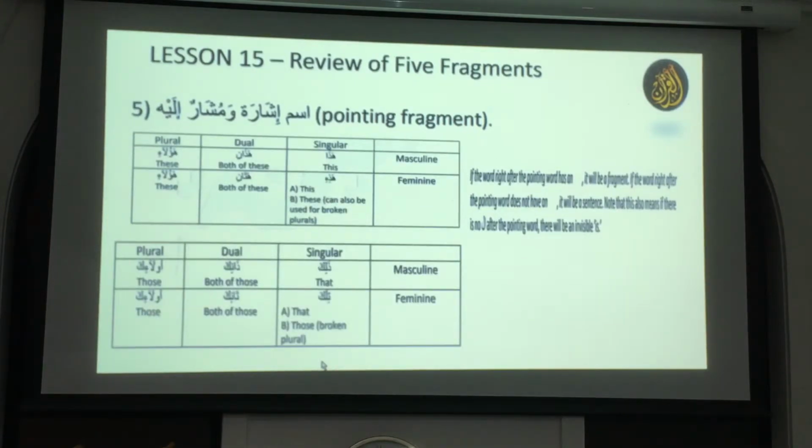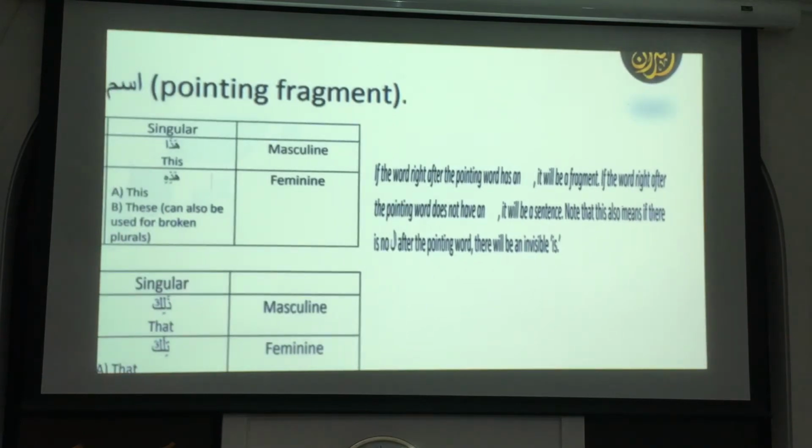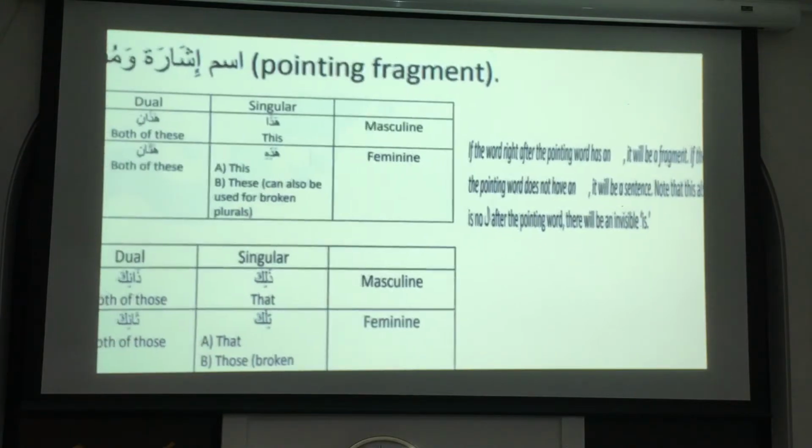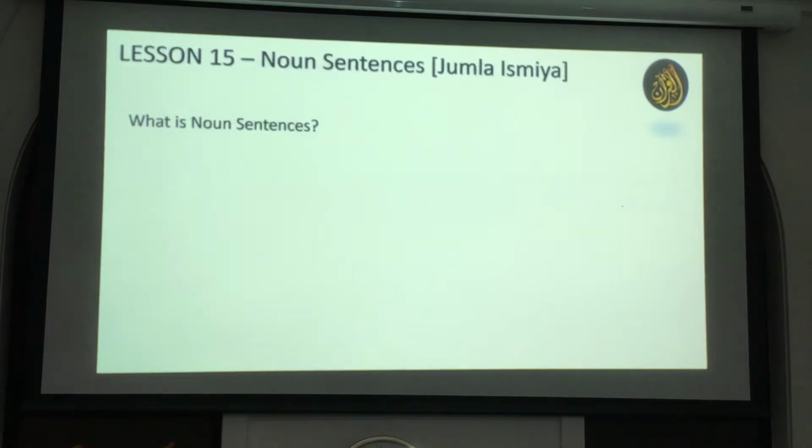Haza, hazani, hadani, haulai, ulaika, zalika, tilka, all these things. And we say, if the word right after the pointing word has an al, it will be a fragment. If the word after the pointing word does not have an al, it will be a sentence. Note also, if there is an al after the pointing word, there will be an invisible is, which we're going to talk about today also. Let's go to today's lesson.